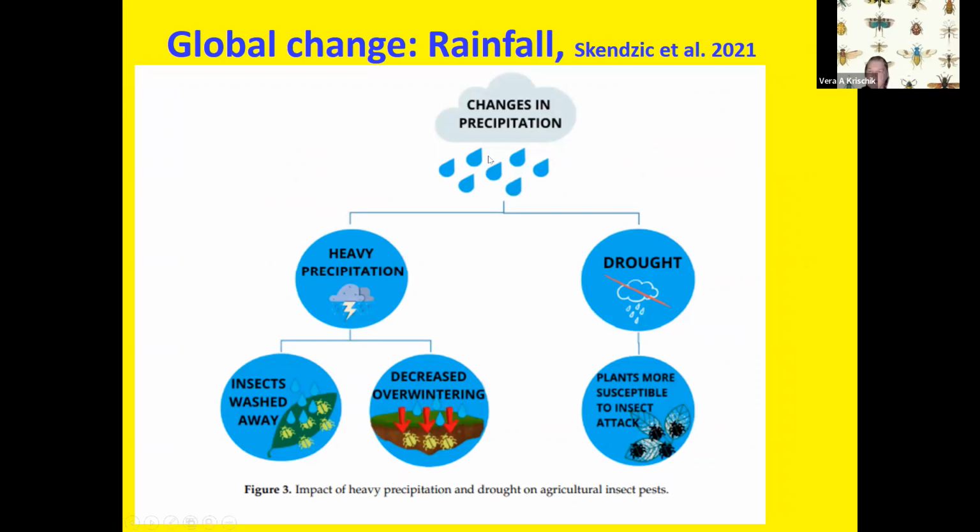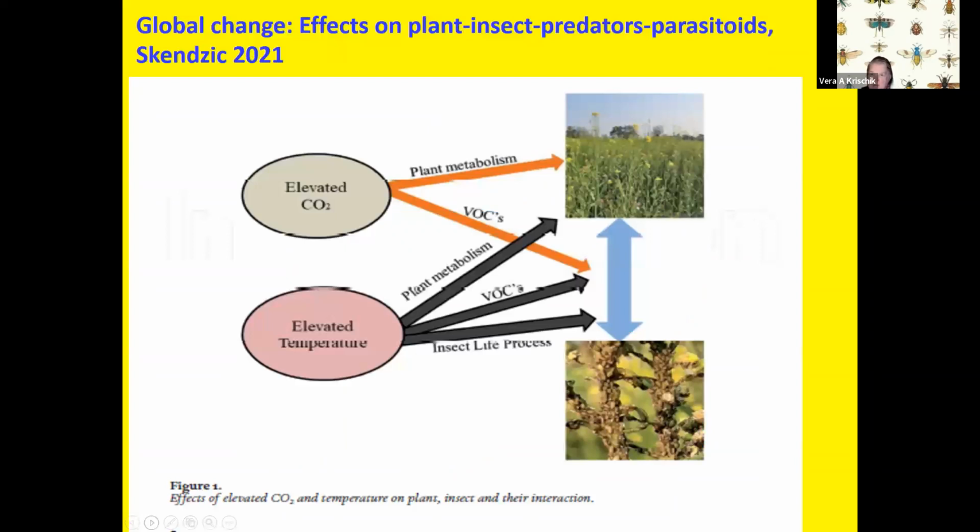Rainfall, changes in precipitation. We know drought is going to affect borers. It makes more plants susceptible. We know that. Heavy precipitation, insects wash away, decreased overwintering because the water is soil logged. So rainfall is going to affect good bugs and bad bugs.